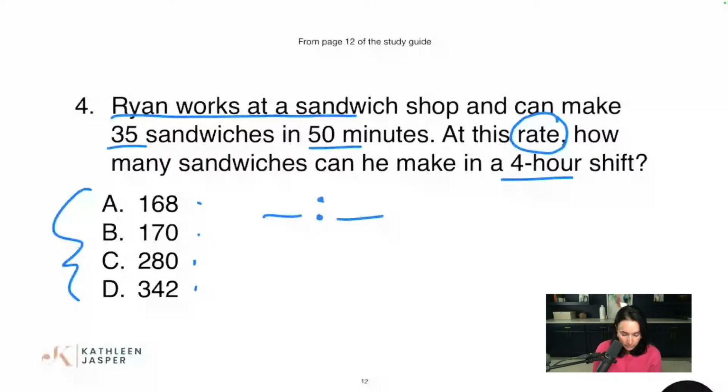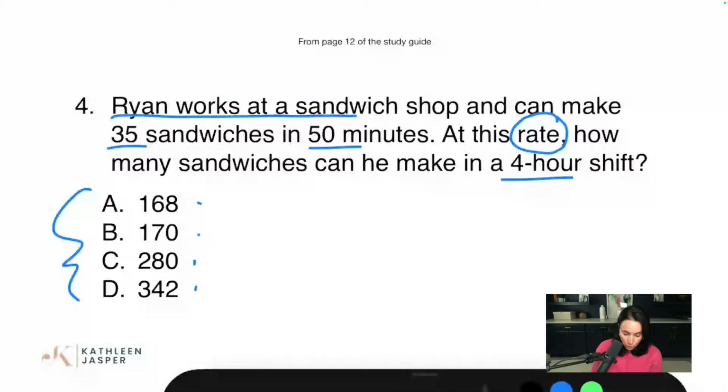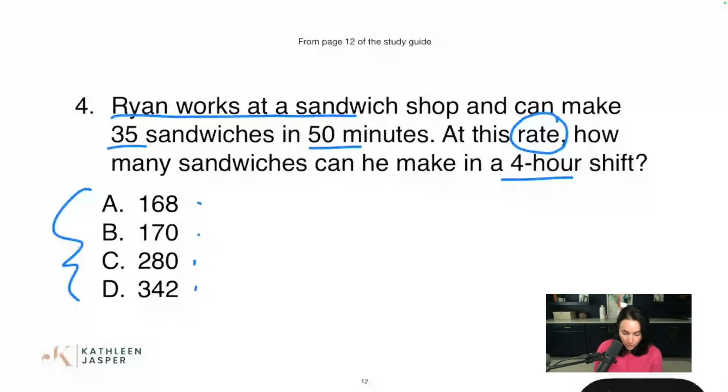Or like this, 3 to 4, 3 out of 4. That's a rate, okay? When you see the term rate, you can use a proportion. And what we're going to do is set 2 fractions equal to one another. Another way to figure this out is if a word problem gives you 3 out of the 4 things and you're looking for the 4th thing, do a proportion.